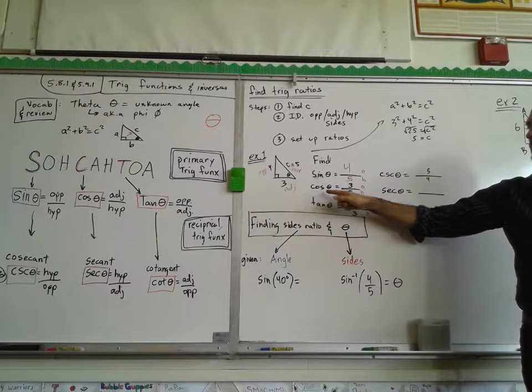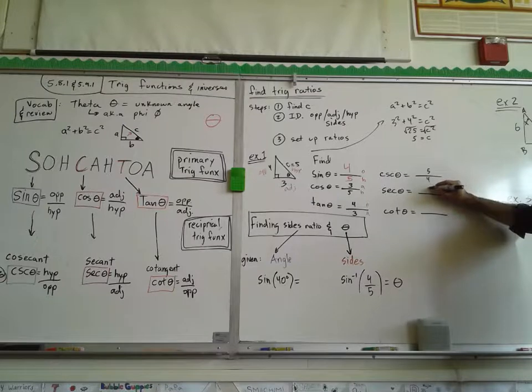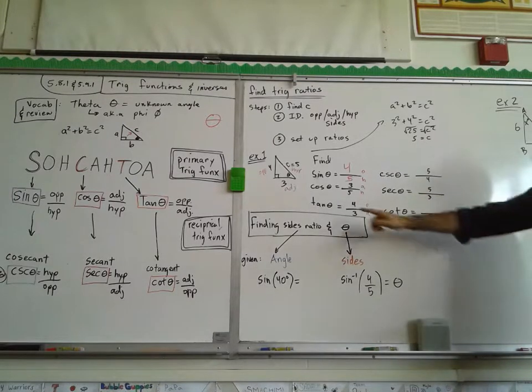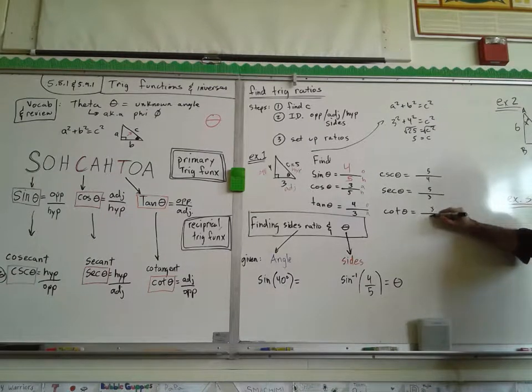Cosine of theta is 3 over 5. The secant of theta is 5 over 3. The tangent of theta is 4 over 3. The cotangent of theta? 3 over 4. No big deal, right?